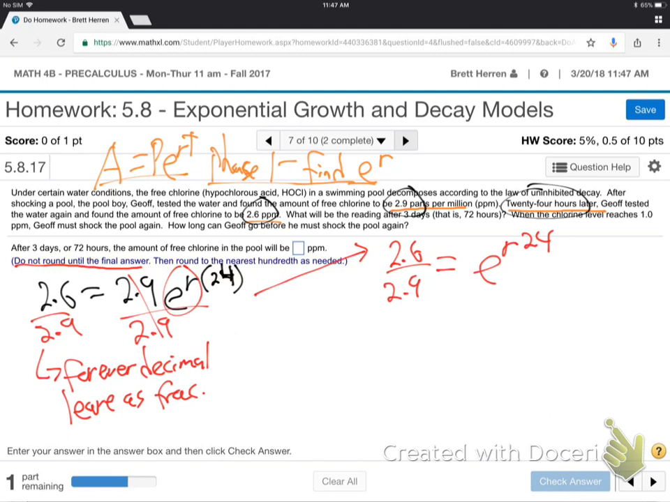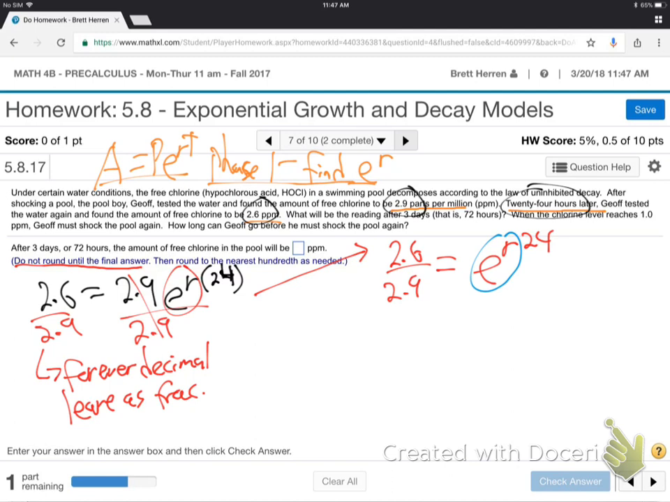Now, what am I trying to solve for? This part. e to the r wants to be alone. So I'm going to leave r in the power. I'm going to leave r up there. So what are we going to do to get e to the r alone? Raise to the 1/24 on both sides, right? Is that good? So go ahead and do the 1/24 thing.